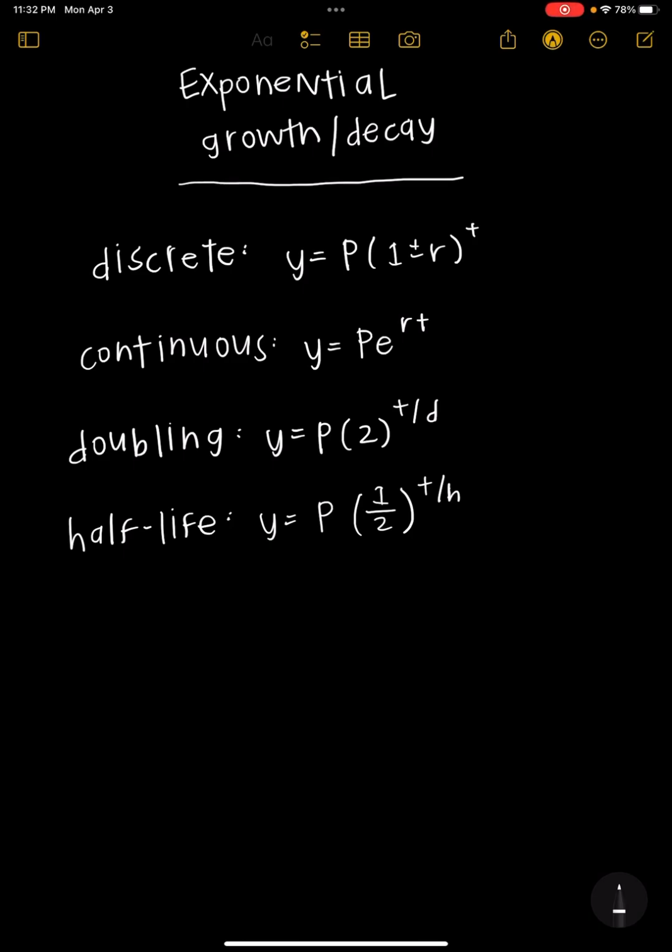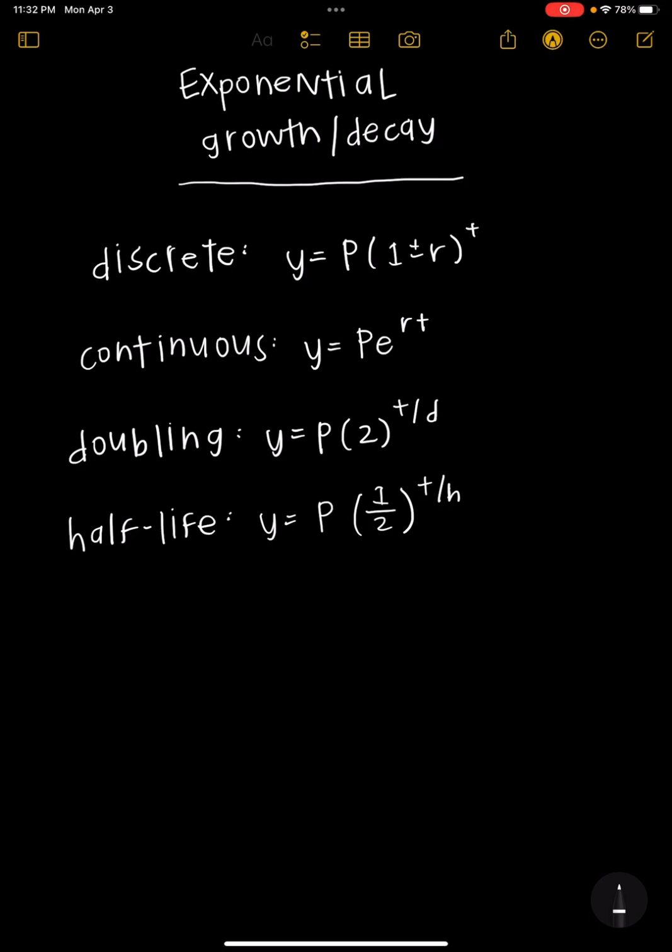Hi everyone, so now we're going to be talking about exponential growth and decay models. We've already learned about the discrete model last year. It's y is equal to p times 1 plus or minus r to the power of t, which is the first equation that I have right here. But these other equations are new, and so let's just go through all of them really fast.